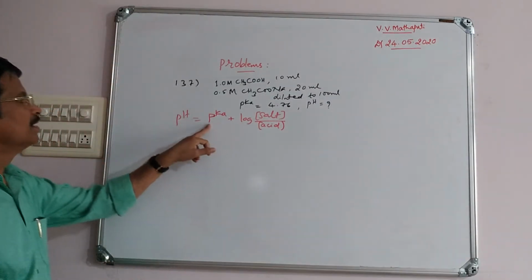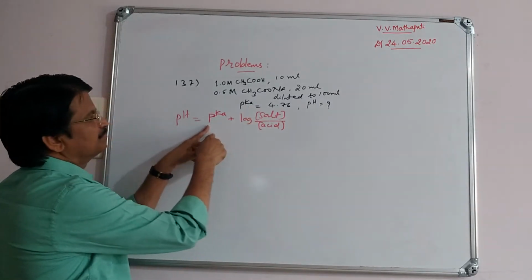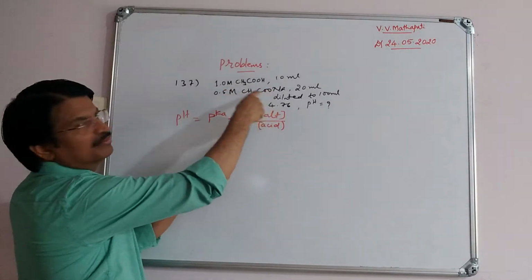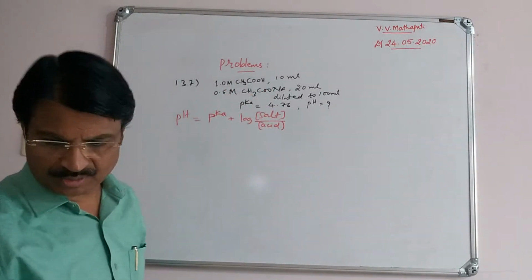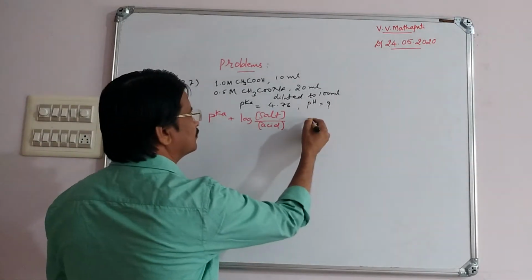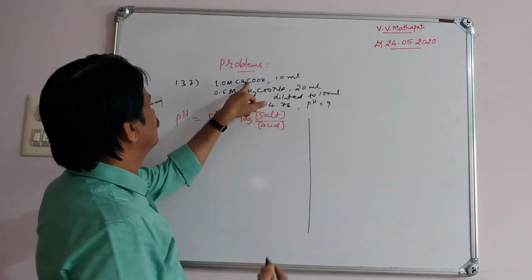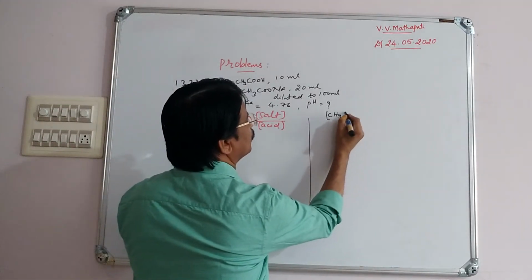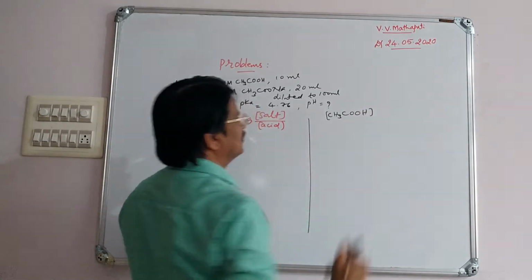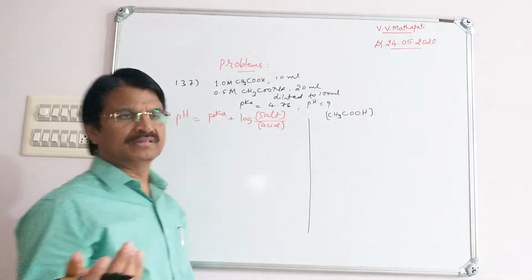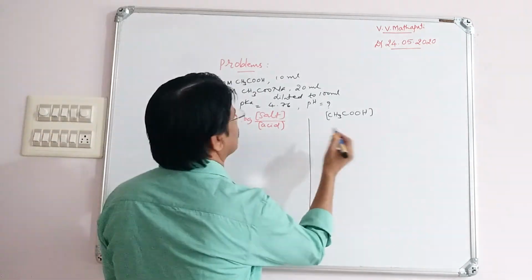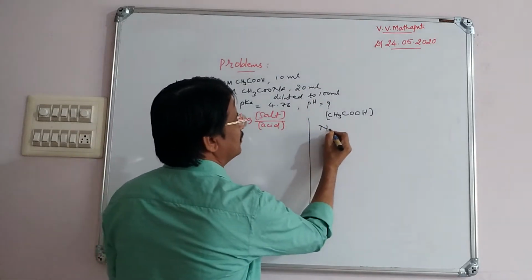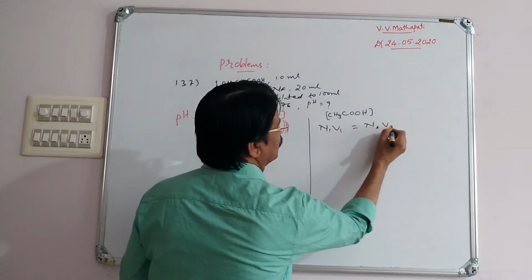Now see here, the pKa value is given and we have to find the pH value, but the important thing is salt concentration by acid concentration. But in this problem, these two values are not given, and you have to find them. For acetic acid, see how to find the concentration by using the molarity formula. For acetic acid and sodium acetate, we can use normality or molarity formulas: N1V1 equal to N2V2.